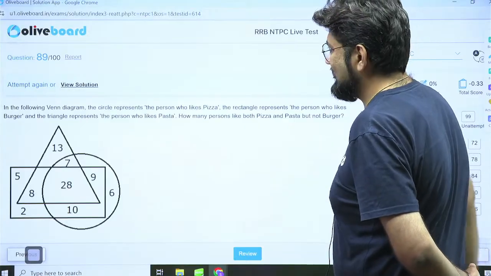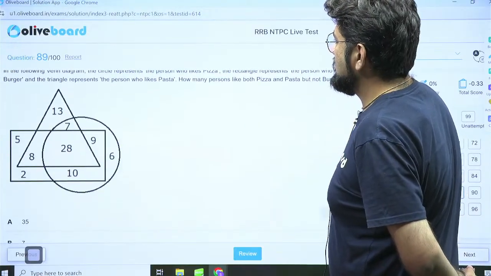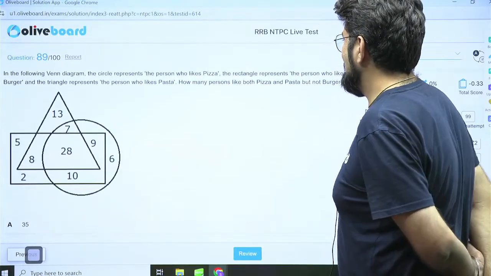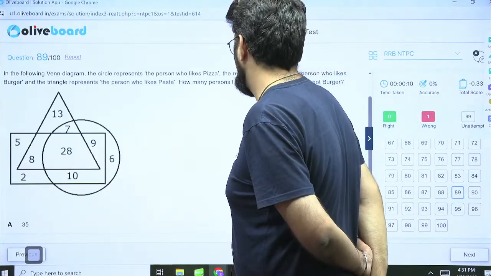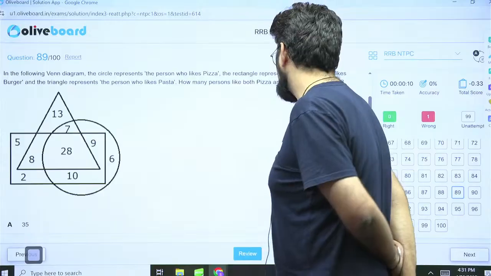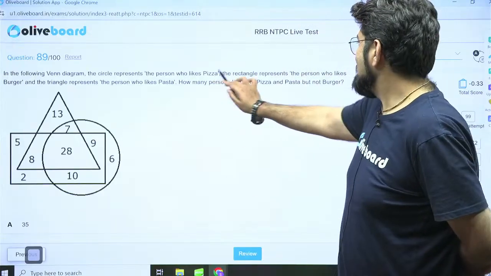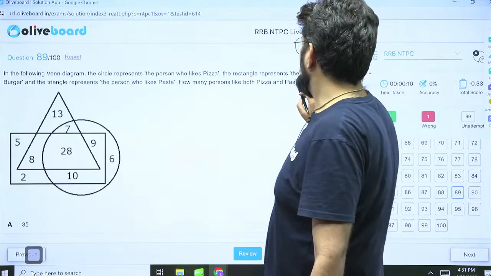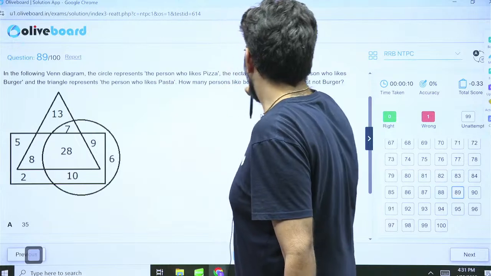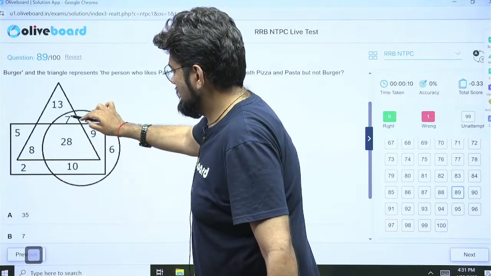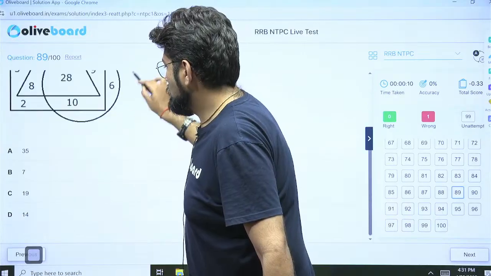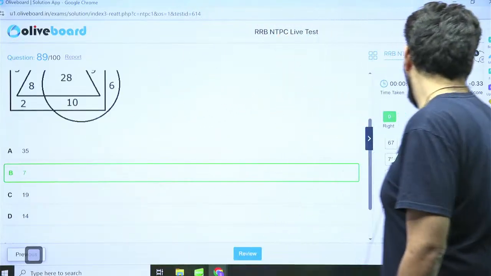89. Okay, Venn diagram. Circle represents the people who like pizza, rectangle represents the people who like burgers, and triangle represents the people who like pasta. How many persons like both pizza and pasta but not burger? So what is burger? Burger was rectangle. So it should not be a part of the rectangle but of the triangle and circle. I think 7 is the part. That's it. Any other part? No. So option B is the right answer.